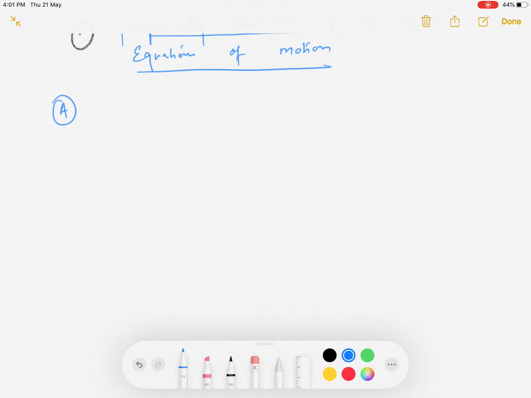Children, first equation of motion. The formula for the first equation of motion is V is equal to U plus AT. This thing we have to derive. Now, what is the meaning of U? What is the meaning of V? So, all of you must be knowing that U is what?